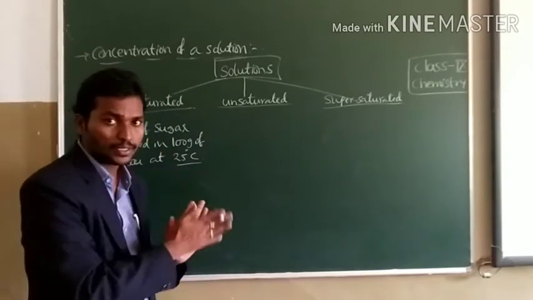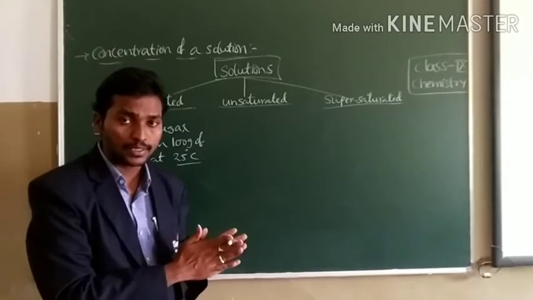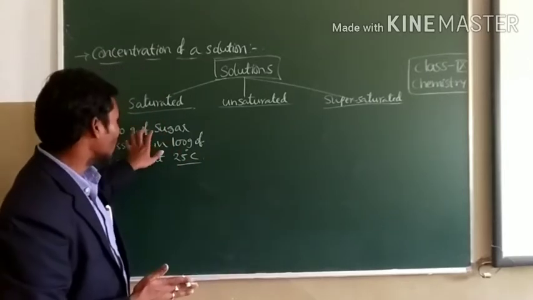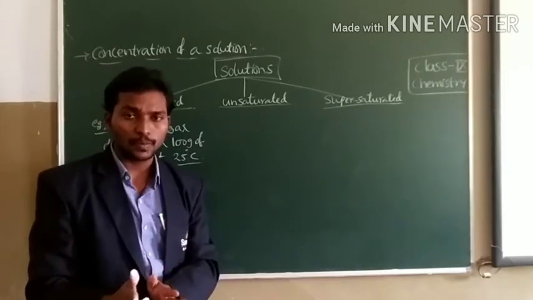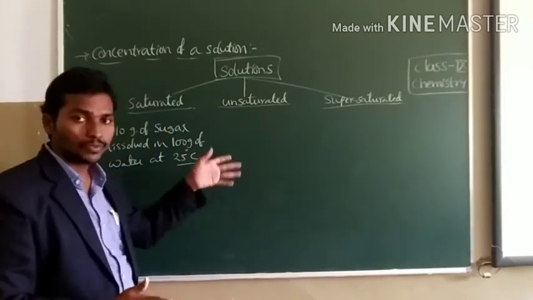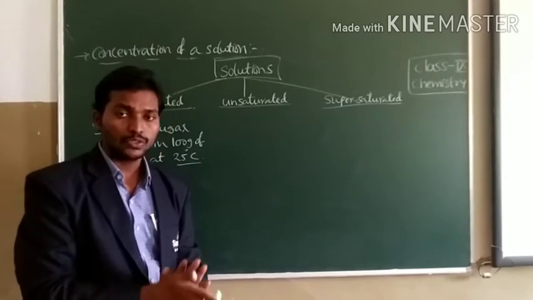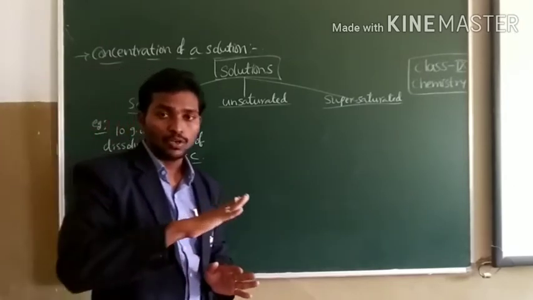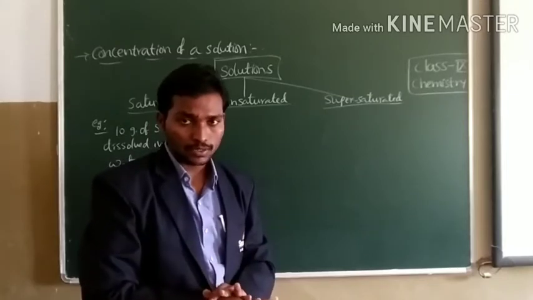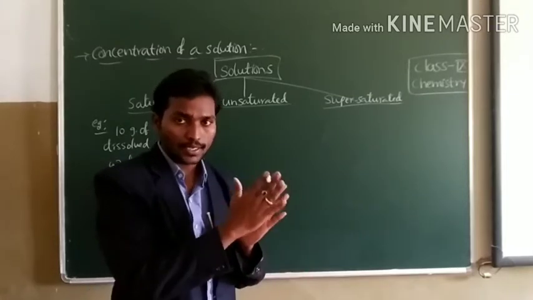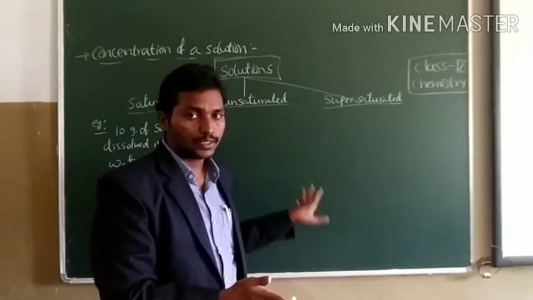This is for our convenience, children. So for our convenience, we consider it like this. When 10 grams of sugar is dissolved in 100 grams of water at room temperature of 25 degrees Celsius, it forms a saturated solution. So a saturated solution means no more solute can be dissolved in the given solvent at a certain temperature.